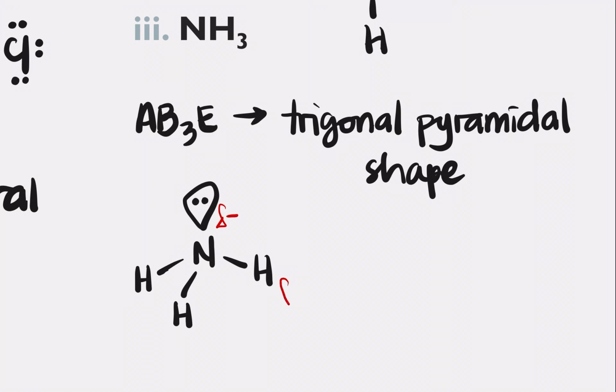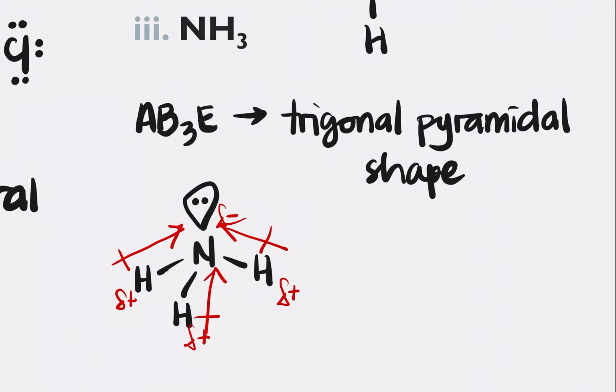Okay, so it will bear the partial negative. This one partial positive, partial positive, partial positive. So your bond dipole arrows will point towards nitrogen. Okay, so draw those out. Alright. Okay, and now we are going to analyze the resultant dipole moment.